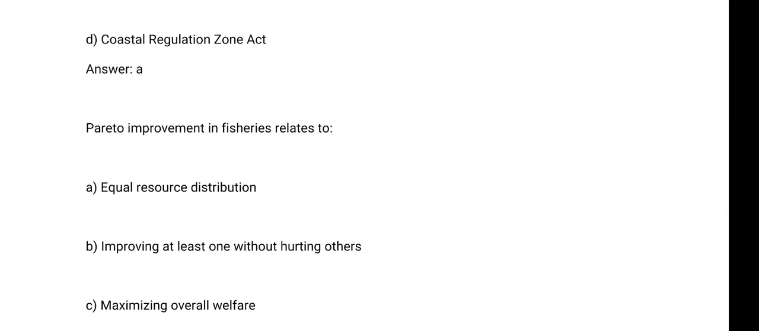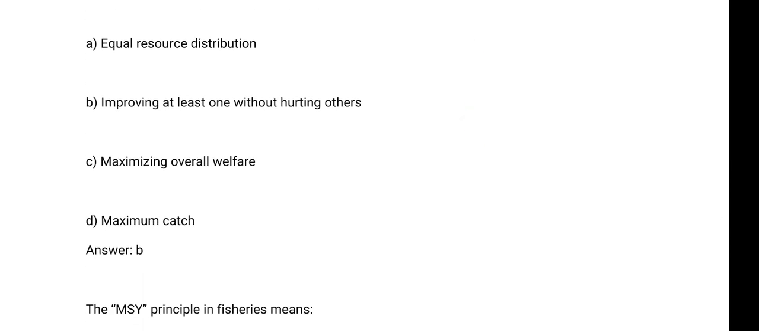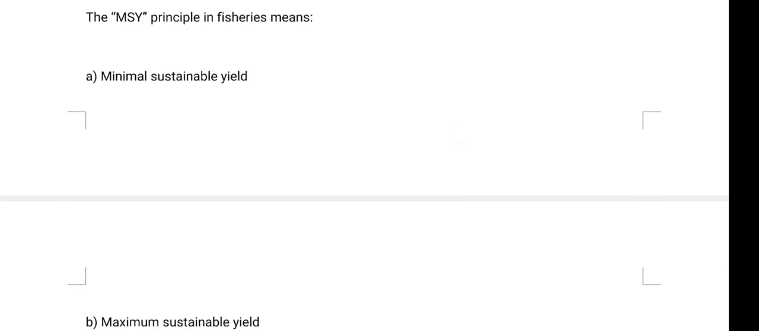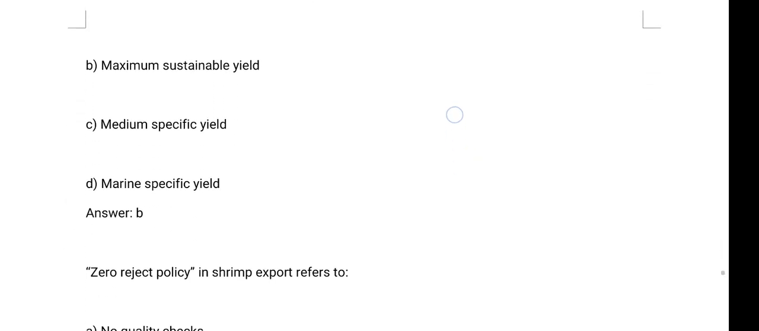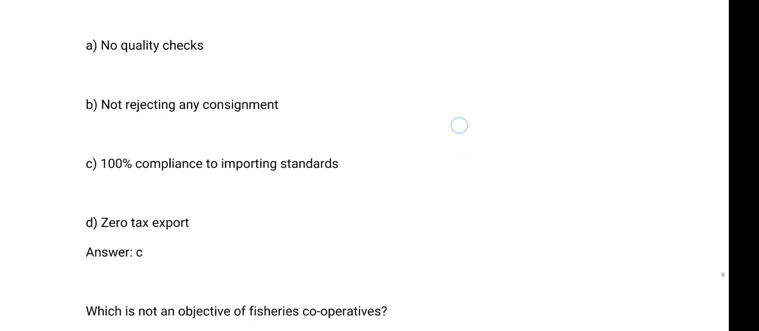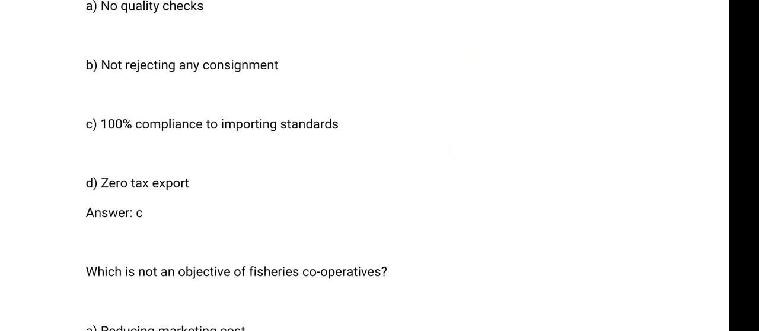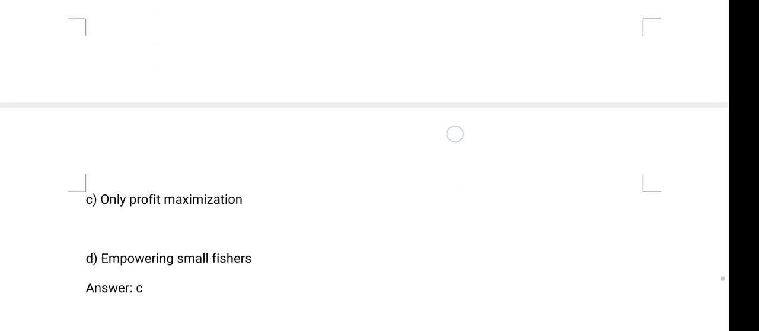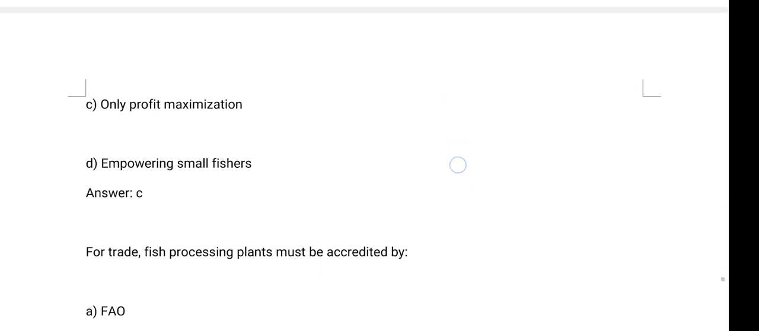Pareto improvement in fisheries relates to, so it relates to improving at least one without hurting others. MSY principle in fisheries means, so it is maximum sustainable yield. Zero reject policy in shrimp export refers to, so it refers to 100% compliance to importing standards. Which is not an objective of fisheries cooperative? So it is option C, only profit maximization.